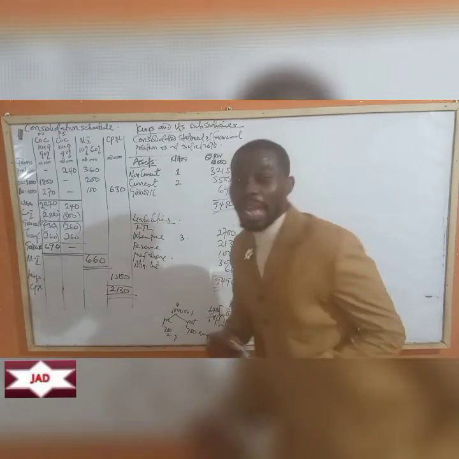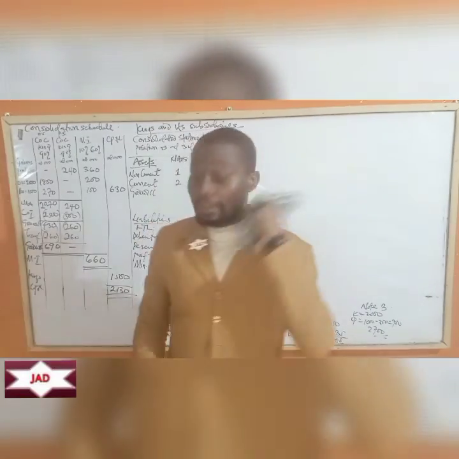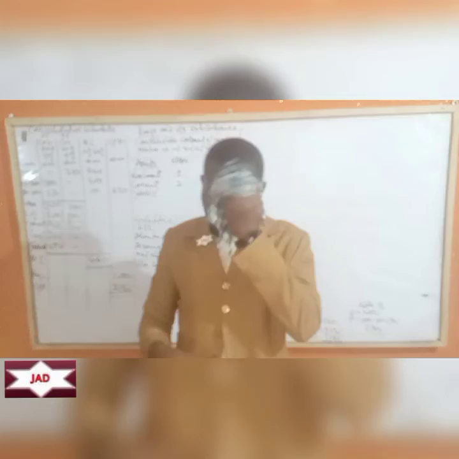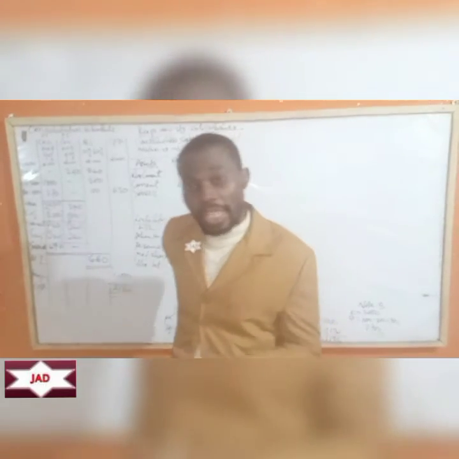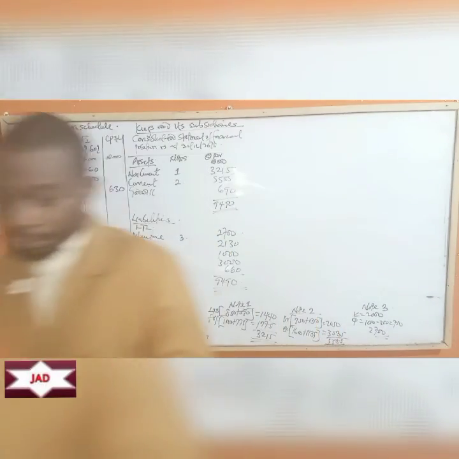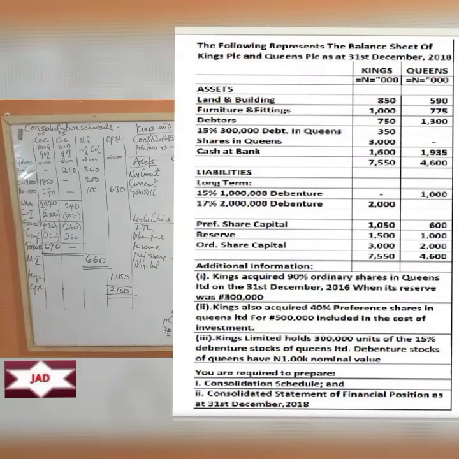So what happens if the scenario is for at premium? So I want to take a question now. Okay, that will help us look at the at premium scenario. Here we have a question now. The fund represents the balance sheet of King's PLC and Queen's PLC at 2018. So we have the assets. So it's practically the same thing. But here I can see that the investment in Queen's for the debenture is 350. Every other thing remains the same.